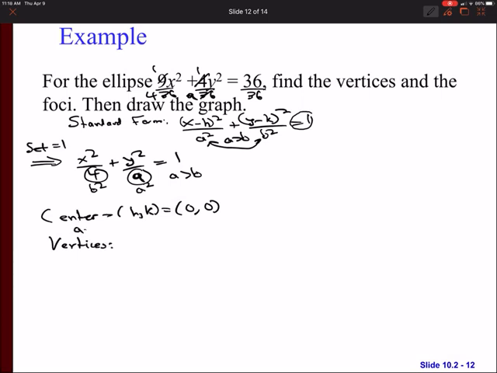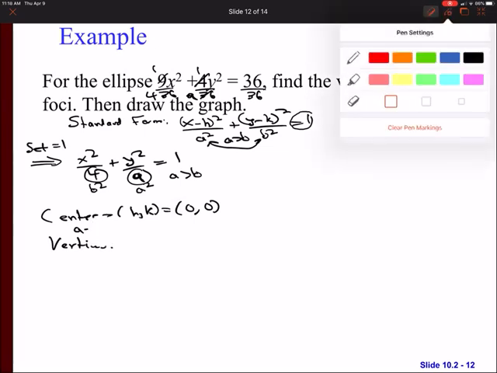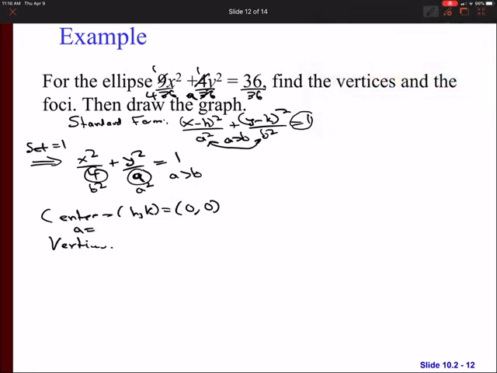Now let's talk about the vertices. For the vertices, we need that value of a. So what does a equal? Let's go ahead and write that in here. Remember, a squared is 9. So if a squared equals 9, we take the square root and get a value of 3. So a is equal to 3 units.